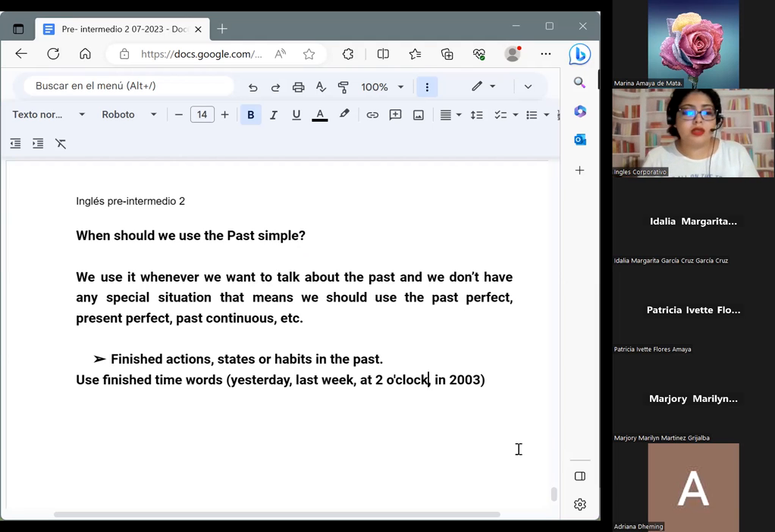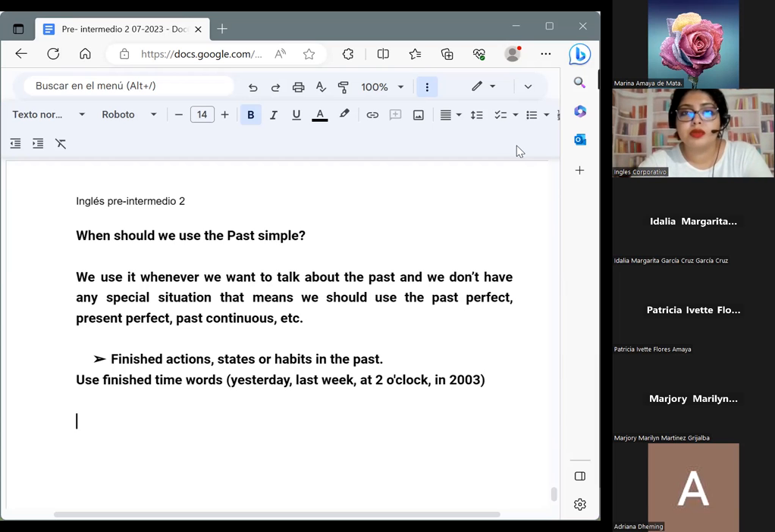Estas palabras simplemente nos denotan básicamente cuándo nosotros realizamos esa acción. Quiere decir que estamos siendo bien específicos. Yo puedo decir, me comí un helado, pero yo no dije cuándo. But using these finished time words, I am specifying in which time I did this action. I ate an ice cream yesterday. Me comí un helado ayer. So in that case, I use a specific word to say in which time I finished my action.